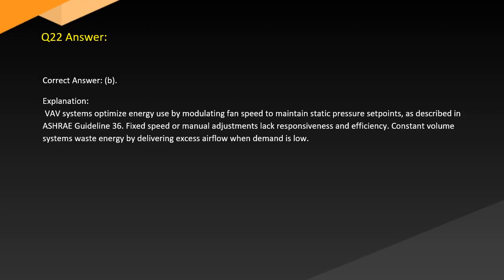Answer. Correct answer, B. Explanation. Variable air volume systems optimize energy use by modulating fan speed to maintain static pressure set points as described in ASHRAE Guideline 36. Fixed speed or manual adjustments lack responsiveness and efficiency. Constant volume systems waste energy by delivering excess airflow when demand is low.